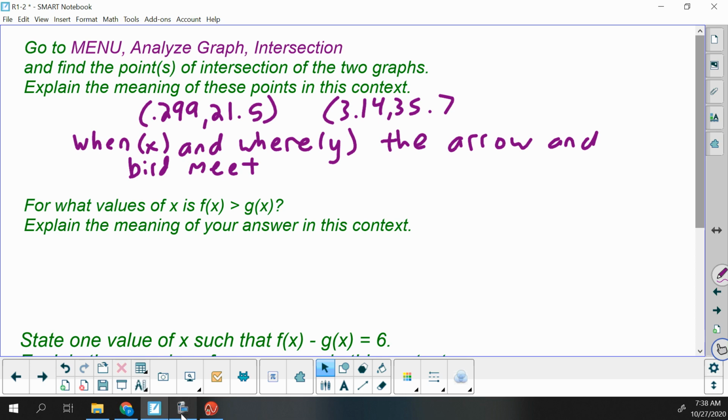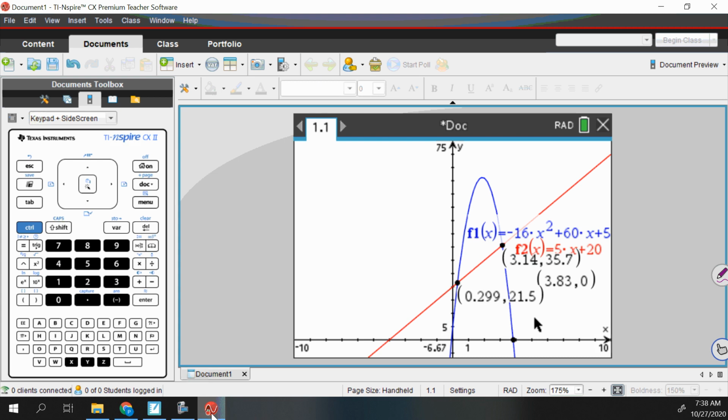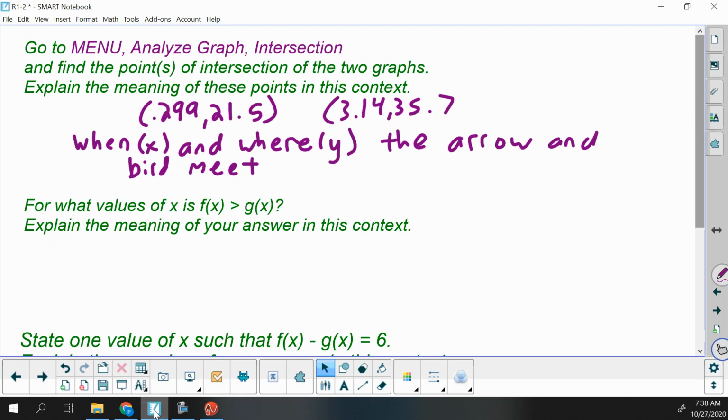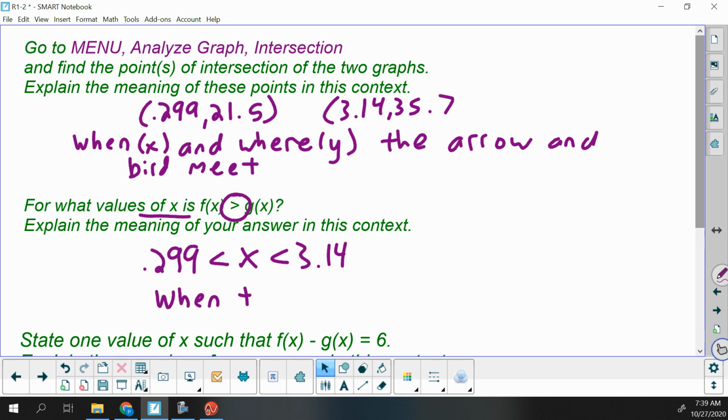The next one, we want to know when is f of x greater than g of x? Well, notice that's in the middle, in between those intersection points. So you usually describe that in terms of x's, and they tell us right here for what values of x's. So we have 0.299. Notice we don't have an equal to, so we'll have less than x less than 3.14. And what's happening when f of x is greater than g of x? It is when the arrow is above the bird.